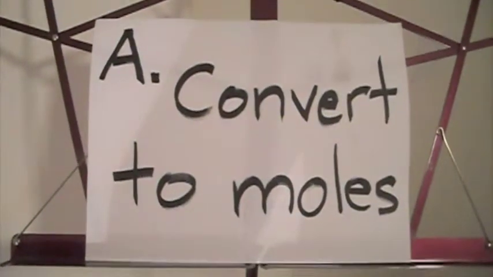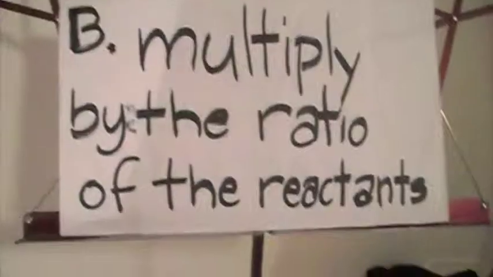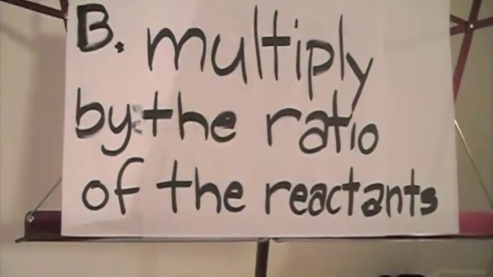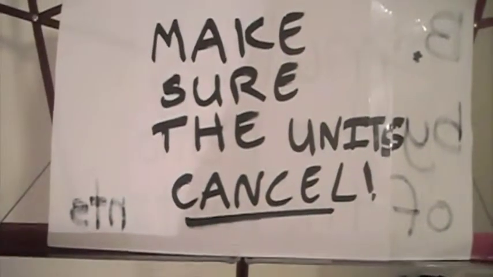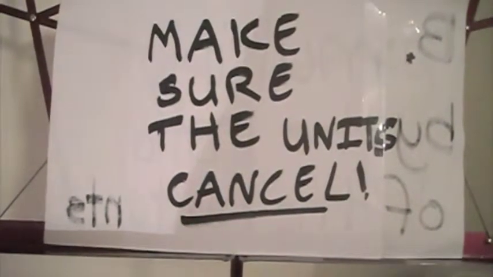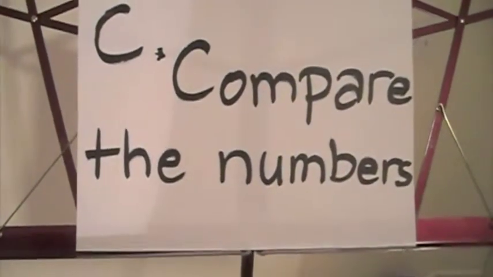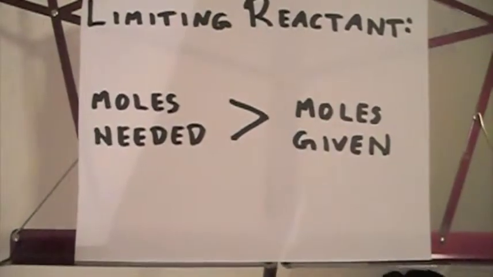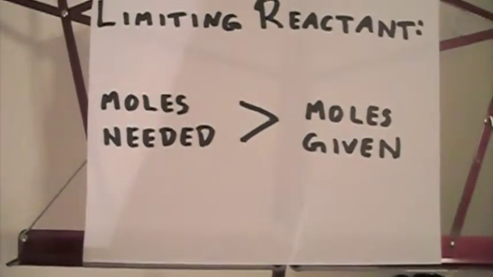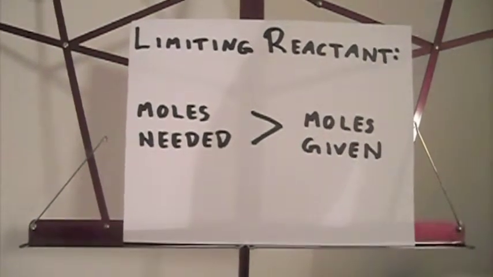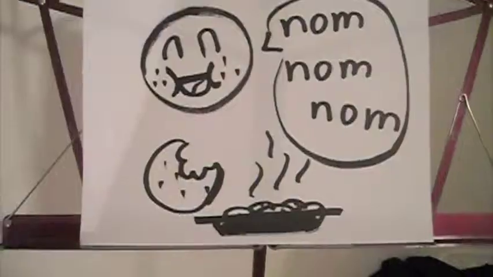Anywho, just remember. A, convert to moles using a molar mass. B, multiply by the ratio of the reactant, but don't forget to make sure the units cancel while you're doing that. And then there's C, compare the numbers, because the limiting reactant is when the moles needed is greater than the moles given. And then you're done.